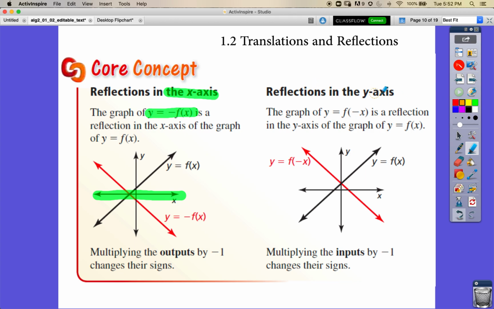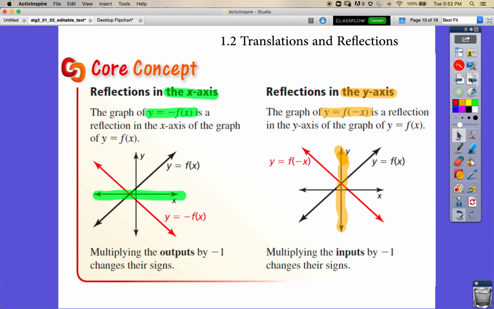Now let's look at reflections over the y. Now this is different. It's not a negative for the entire function, it's only a negative here for x, which is the input. And then that's going to be a reflection in the y-axis. So here is where my line of reflection is. Can't draw my straight line here, right? There's my line of reflection. And if I were to fold it there, you would see that they mirror each other.